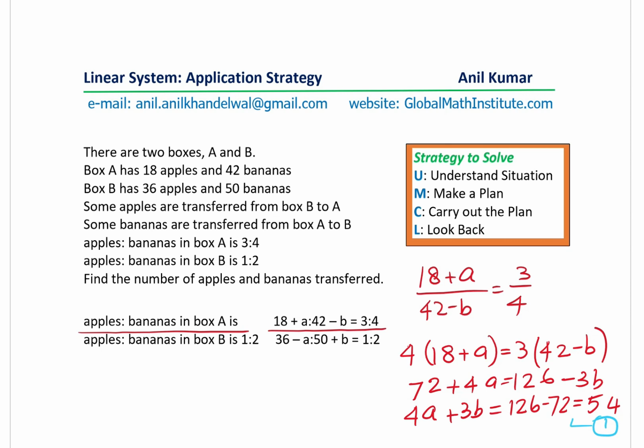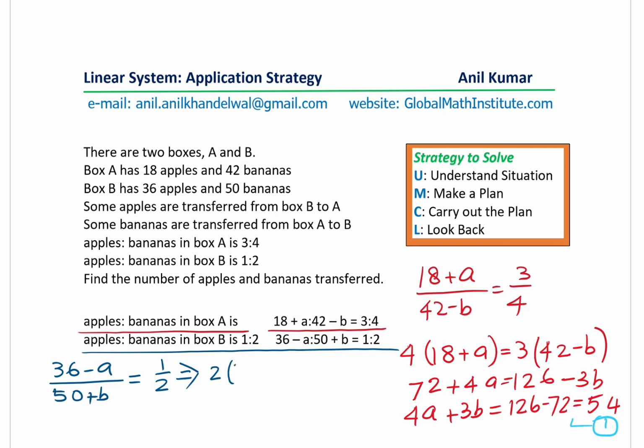The second condition, now let's look into that one, which is about box B, right? So in box B, we have 36 minus A, the number of apples, and bananas got added by B, and the ratio becomes 1:2. So we'll actually cross multiply. So 2 times this, we get 2 times 36 minus A equals 1 times 50 plus B.